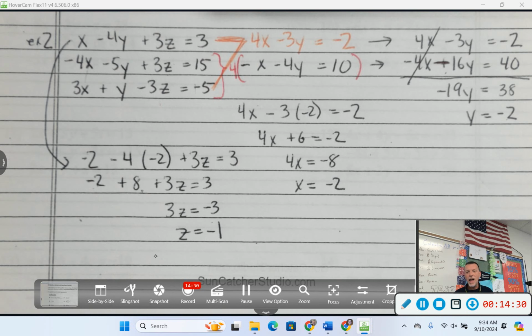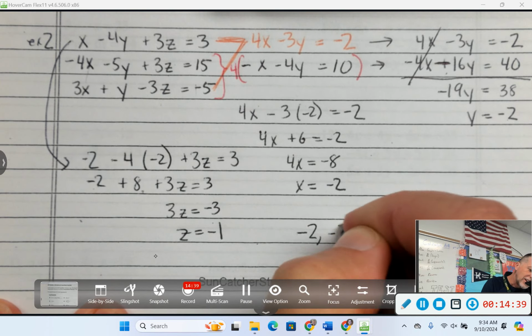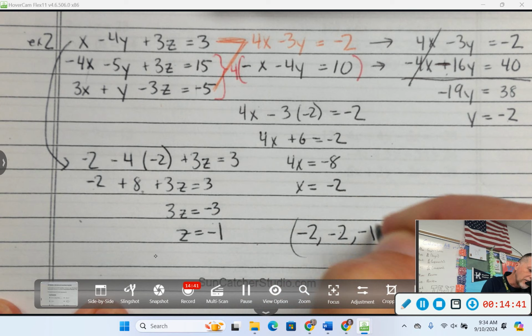And then let's put them in alphabetical order. Hopefully you don't have to sing the whole song to get to the end. X, Y, Z. Hopefully you got that part down. Negative 2, negative 2, negative 1.